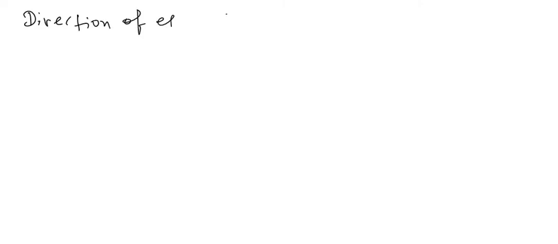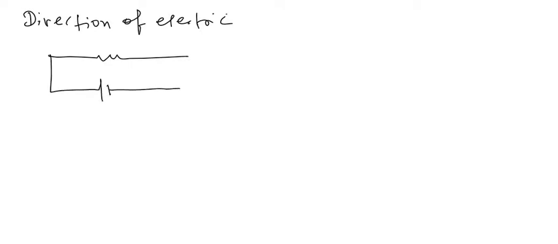Direction of electric current. In any electric circuit, direction of electric current is taken from the positive terminal of the cell up to the negative terminal of the cell.